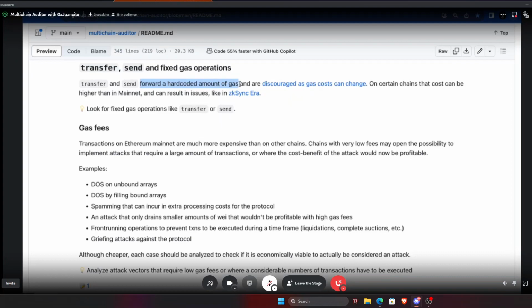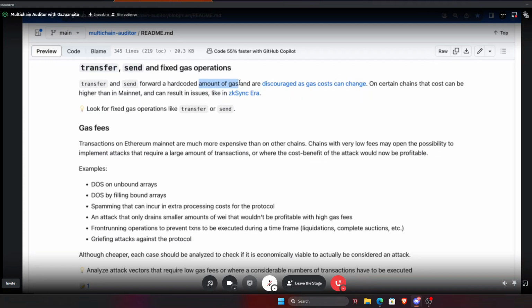I think it's around 2300 gas. If you have a callback, you can transfer Ether to a contract, and that contract can have a receive function or a fallback function that executes some code. But that's limited to a specific amount of gas because of how these operations work. This is discouraged for many things, but in the case of multi-chain, it's discouraged because gas costs can change and might be different on different chains.